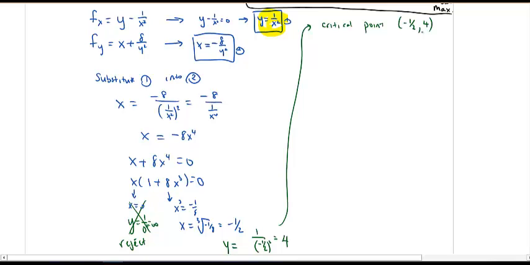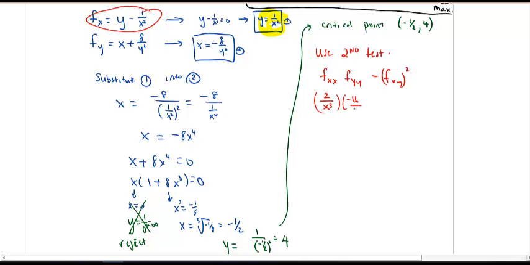And now use the second derivative test to check this out to determine what it is. So here we go. What's f_xx times f_yy minus f_xy all squared? f_xx, the derivative of negative 1/2 x squared, I'm looking here right now, that would be positive 2 over x cubed. f_yy, the derivative there would be what? Negative 16 over y cubed. And then the cross derivative will just be 1 squared.